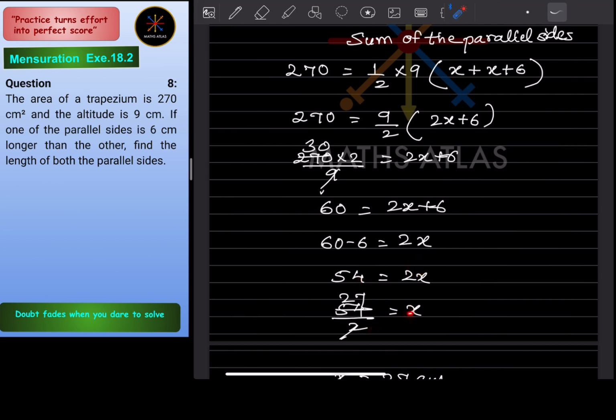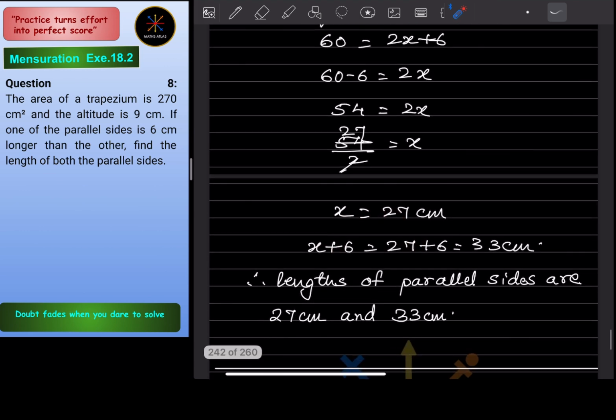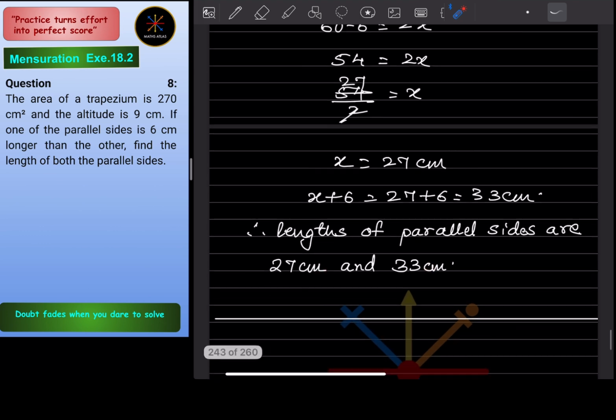So x is 27. We have to find the length of both the parallel sides. So x is 27, and x plus 6 is the other side. That is going to be 27 plus 6, which is 33 centimeters. So the length of the parallel sides are 27 centimeter and 33 centimeter.